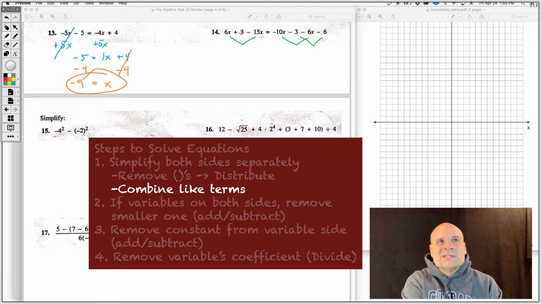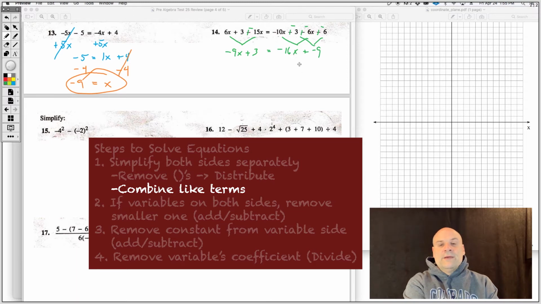Well, this is kind of confusing, so subtraction is dumb, so I'm going to make that plus negative. All right, so now I'm combining a 6x and a negative 15x, which gives me a negative 9x. And then that 3 doesn't combine with anything on that side. And over here, I'm combining a negative 10x and a negative 6x, which is a negative 16x. And then a negative 3 and a negative 6 is a negative 9.